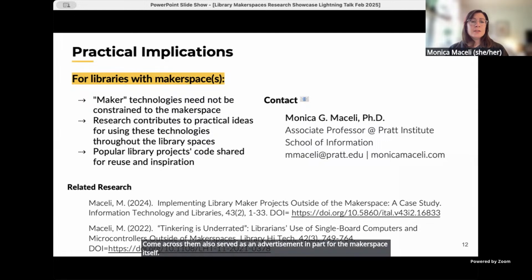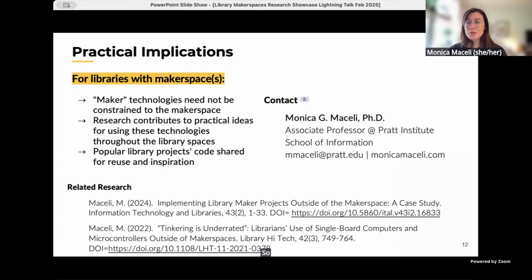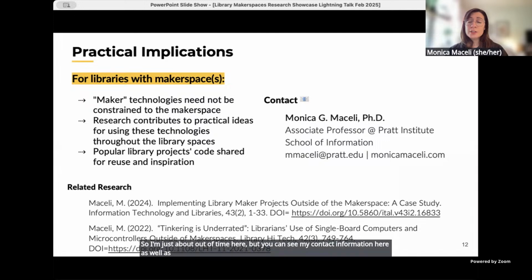And then lastly, continuing on this work, as I said, we did build out the GitHub library with these popular library projects, and I'm hoping to continue to develop that and make it even more accessible to folks that perhaps don't have pre-existing experience with these technologies. So I'm just about out of time here, but you can see my contact information here, as well as a couple of the publications that came out of this research. Most recently on the case study, the publication is from the Information Technology and Libraries ITAL journal. So if you're interested in learning more about the projects or the process, there's plenty more there.